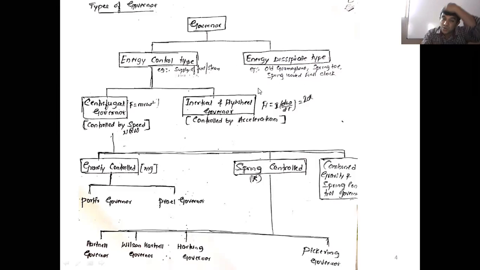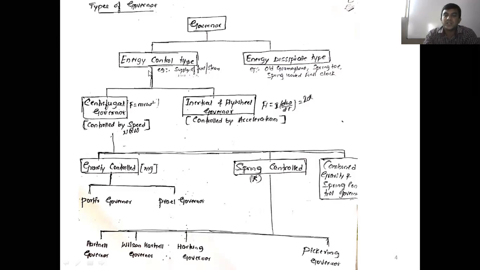You can see almost all baby toys related to the spring toy, the gramophone, and the spring loaded wall clock. These are called energy dissipated type governors. Again, we will not go into detail here. Energy dissipated is not in our syllabus. We have only the energy controlled type.